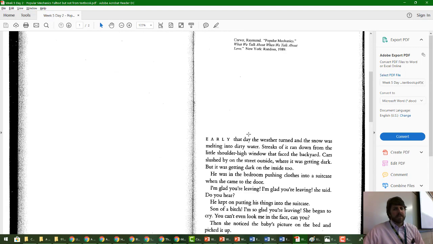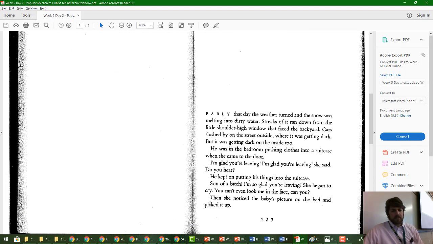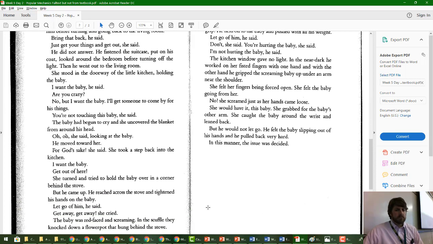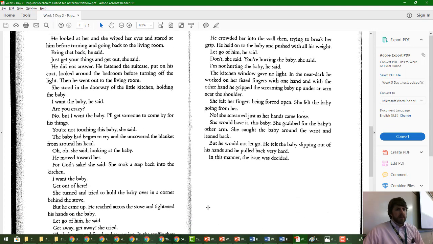Yeah, what happens here in the story? If we look at it, it says: Then she noticed the baby's picture on the bed and picked it up. Scroll down. He looked at her. She wiped her eyes, stared at him before turning and going back to the living room. Bring that back, he said. I want that picture back.